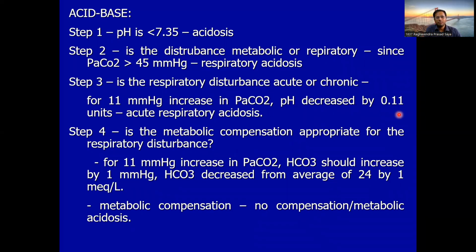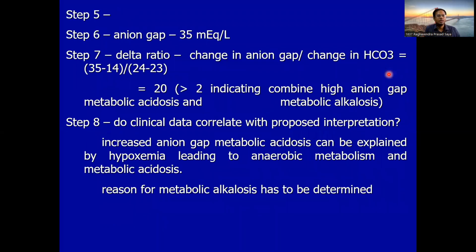Step 4 is, is the metabolic compensation appropriate? Given this acute respiratory acidosis, for an 11 millimeter mercury increase in PCO2, there should be a 1 milliequivalent rise in bicarbonate. We cannot comment much about the metabolic compensation in this patient as of now, because it is within the normal range of 22 to 26. Because we don't know what the metabolic disorder in this patient is, we cannot comment about step 5 also.